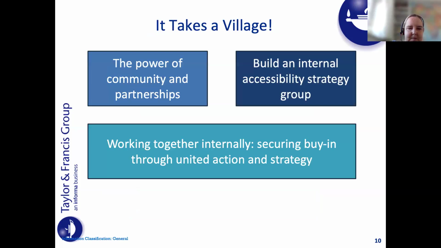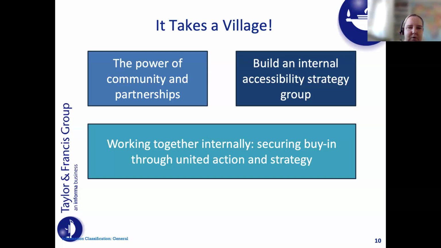Next slide, please. So to take the proverb, it takes a village. So the power of community and partnerships. So this is about, what's a good step forward when you're thinking, well, this is all great, we want to do this, but how do we move forward? So building an internal accessibility strategy group. I cannot tell you how impactful that was at Taylor and Francis. I think we would have struggled to move had it been just me or another colleague waving our hand in the air saying, hey, this is important.